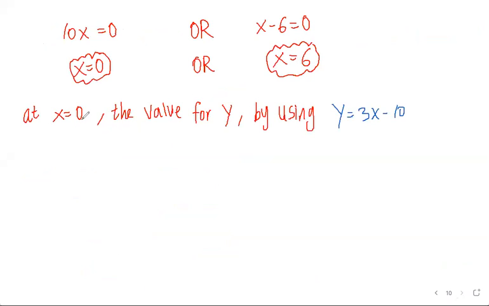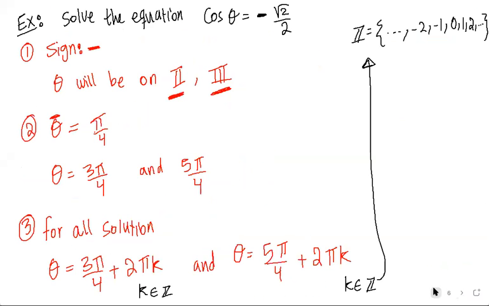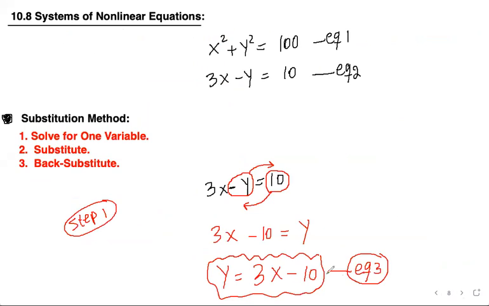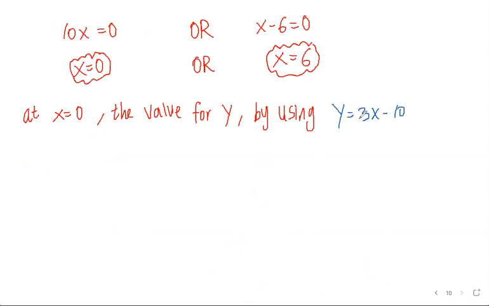So at x equals 0, I need to find the value for y by using equation number 3 from before. Equation number 3, this one. Or I can use number 1 or number 2, but 3 is the easiest one, the simplest one. So plug the 0 inside this formula, I get y equal 3 times 0 minus 10, and this is equal to minus 10.